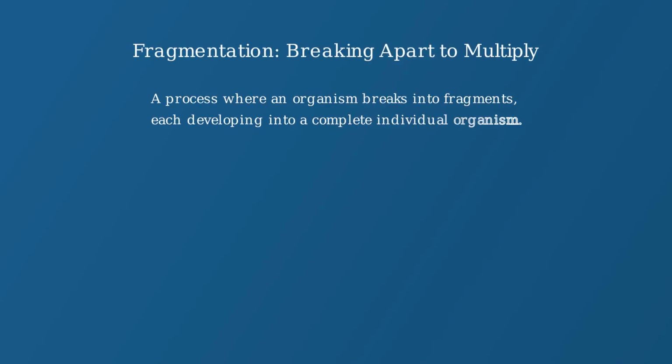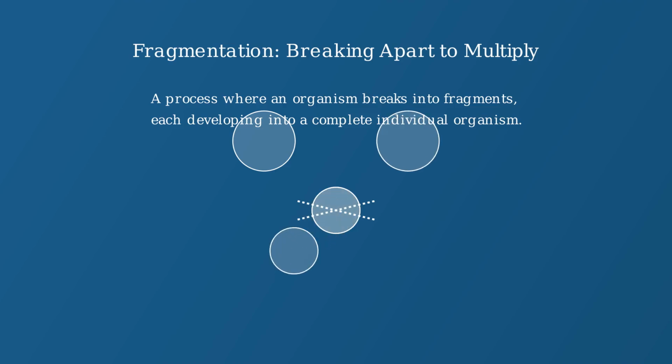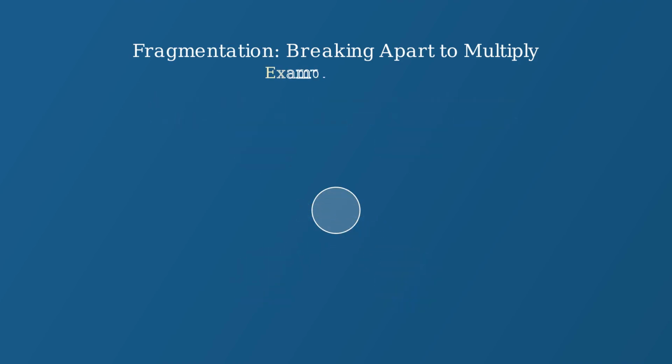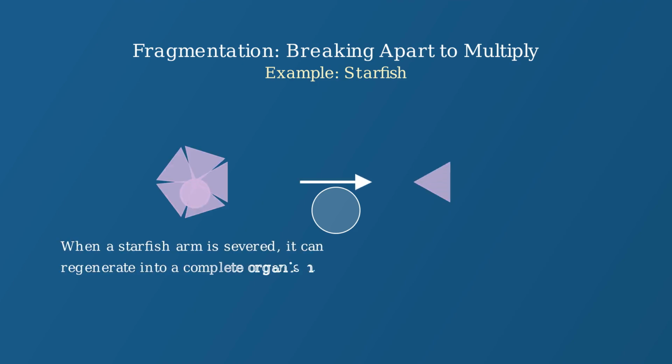Fragmentation is an asexual reproduction method where an organism breaks into parts. Each fragment can then develop into a complete individual organism. A well-known example is the starfish. When a predator bites off an arm, that severed arm can regenerate into a complete new starfish. The arm contains enough genetic material and specialized cells to form an entirely new individual.